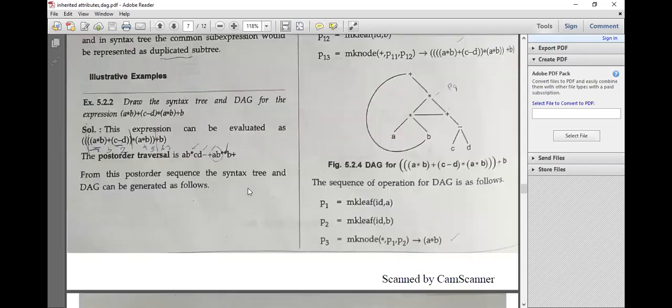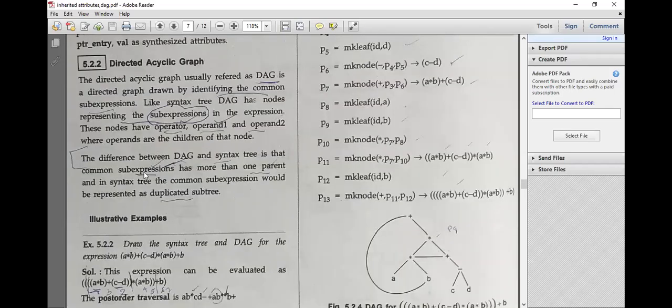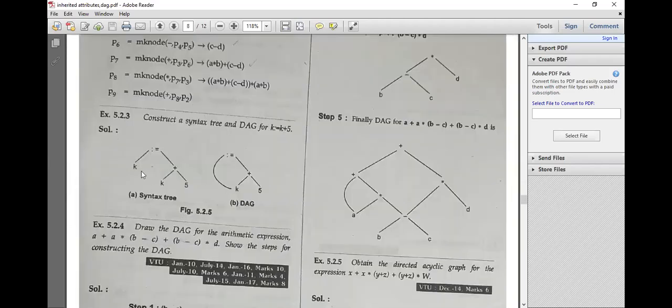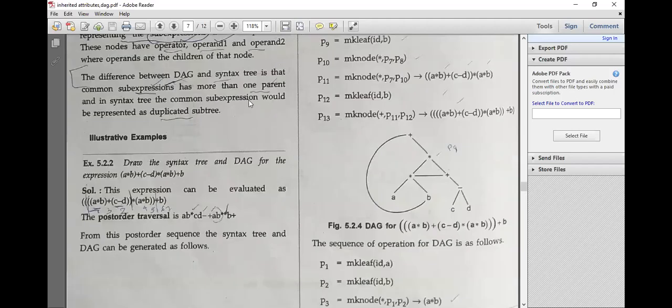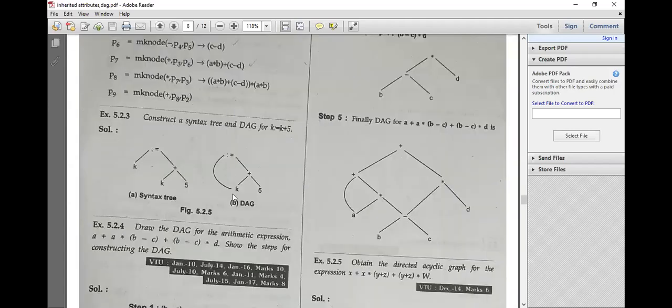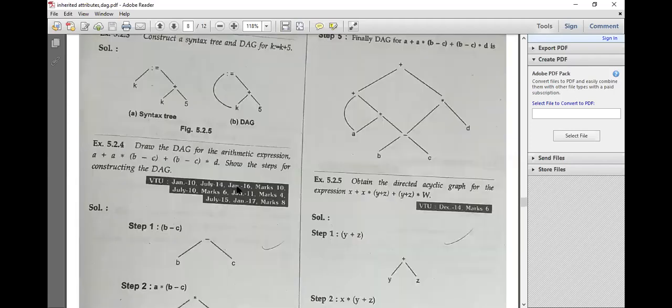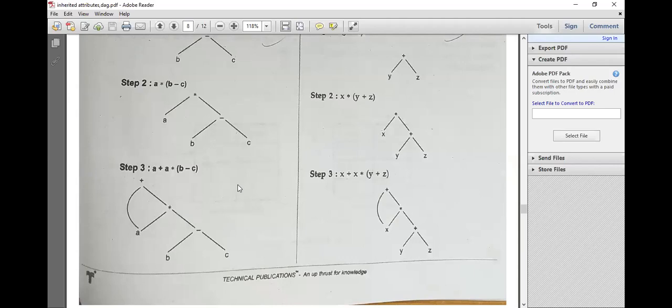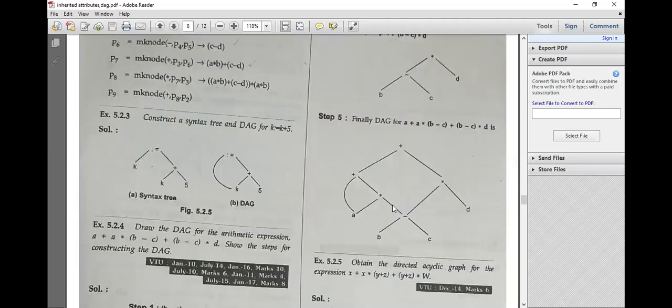As I just said, in the syntax tree, common subexpressions have more than one parent. But in the DAG, with one parent, that means it would be represented in the form of a duplicated subtree. The same thing acts as the original one and also the duplicated one, which will be mentioned in the directed acyclic graph. Try all these examples yourself, which will make you understand very clearly.